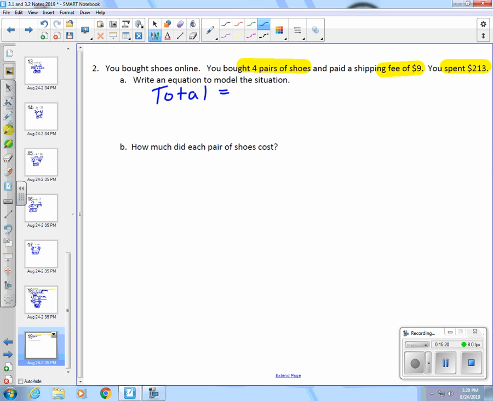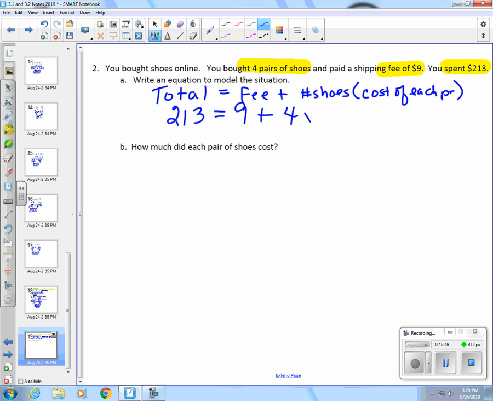So again, let's look at that total that you spent equal to the shipping fee that you were charged plus the number of pairs of shoes you bought times the cost of each shoe, or I should say each pair, right? So we have a total of $213. Our fee is $9, plus we bought 4 pairs times however much they cost.